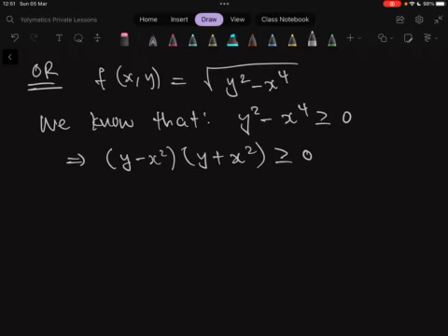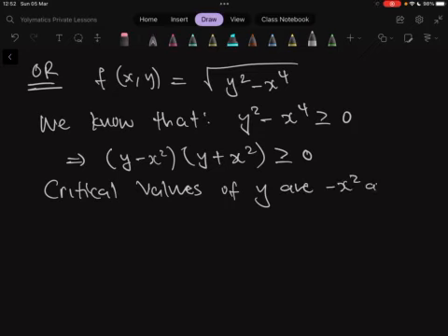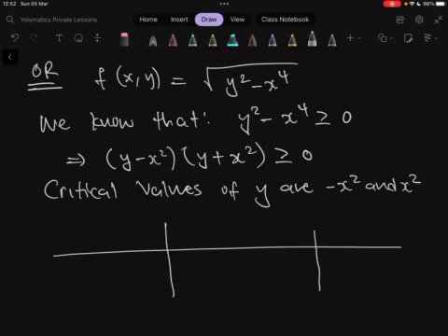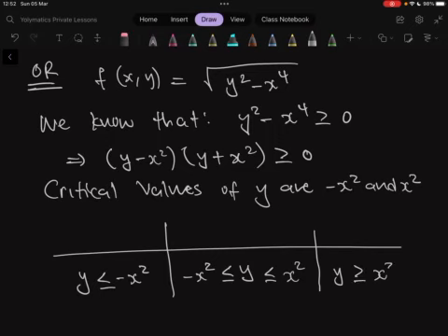If I'm interested in knowing exactly what my domain is, I just have to proceed as follows. To know my domain, I'm going to find the critical values of y. So what are the critical values of y? If you solve here, you will see that the critical values of y are minus x squared and x squared. Having two critical values suggests three regions. There is the region for which y is less than negative x squared, the region for which y is greater or equal to negative x squared but less than or equal to x squared, and y greater or equal to x squared, like that.